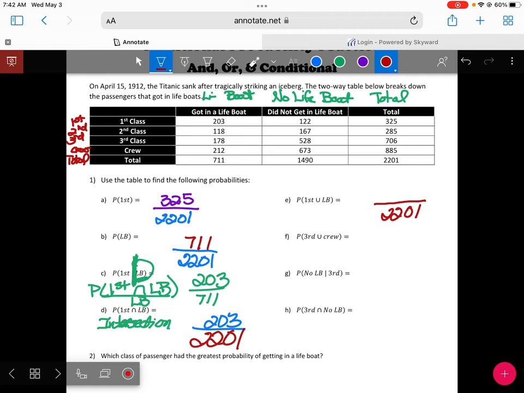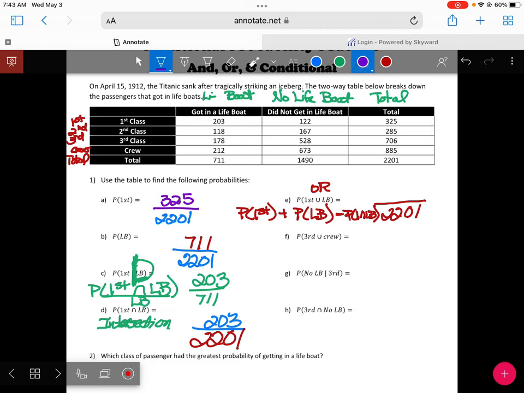2,201. Okay. Now, this is first or lifeboat. That means I need the probability of all first class plus, remember, if it's an or statement, we are for the union. We want as many people as we can get. So the probability of all people on the lifeboat minus the probability of first class and lifeboat at the same time, because we don't want to count those people twice.